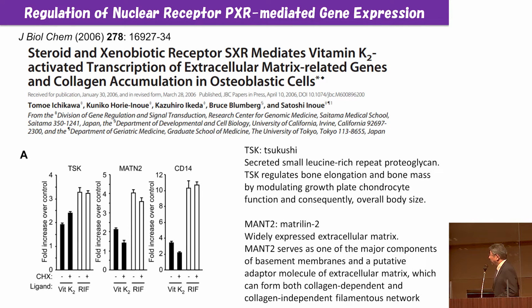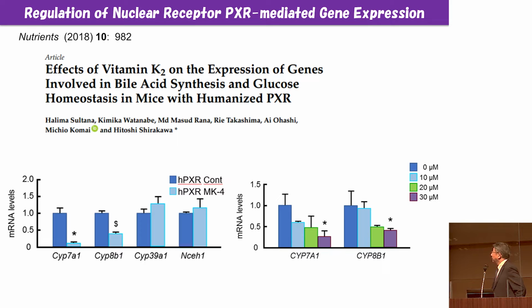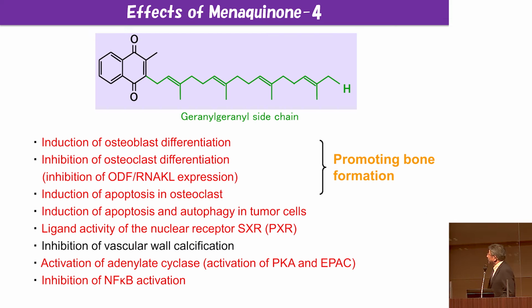Our group has also found that activation of PXR in the liver by menaquinone-4 reduces the expression of genes such as CYP7A1 and 8B1, the rate-limiting enzymes for bile acid synthesis, in a PXR-dependent manner.